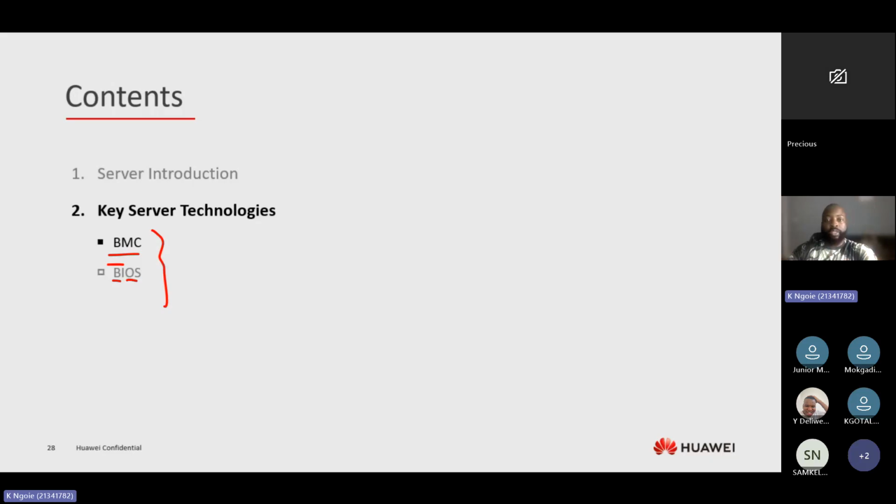The BMC is just a microcontroller on the motherboard which provides some sort of management of how the server can behave if it's powered off, or if the operating system is down. That's the role of the BMC. Why am I saying BMS? The BMC. Okay, so it's kind of a remote server management.